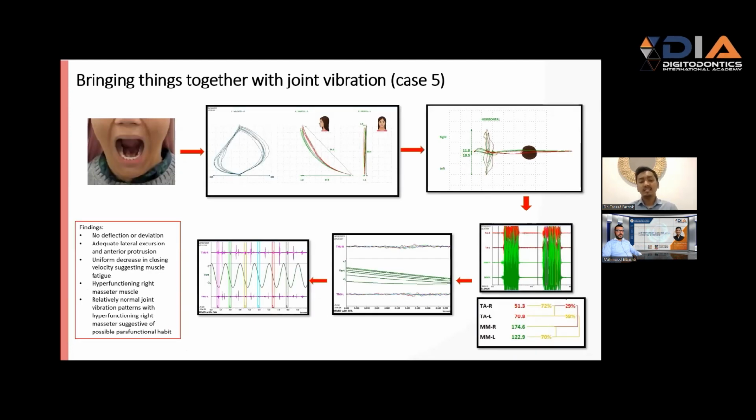For the last case, I'm going to reinforce why I felt that they had a parafunctional habit that they were unaware of. You will see that the jaw opening and closing are fairly normal, very consistent, no deflections, no deviations. The jaw opening speeds are fine. Closing, there is no dip or dent, rather a gradual deceleration during closing.